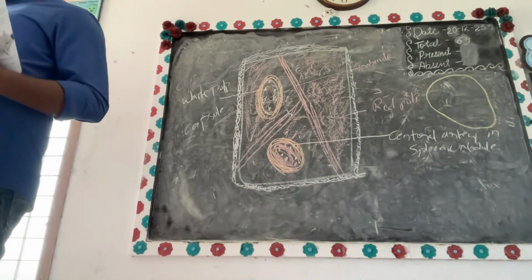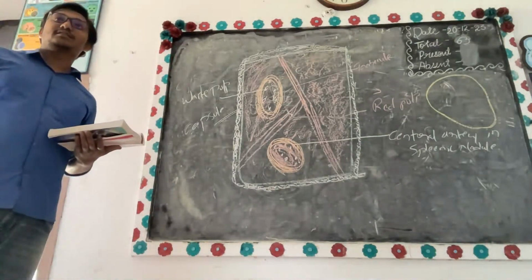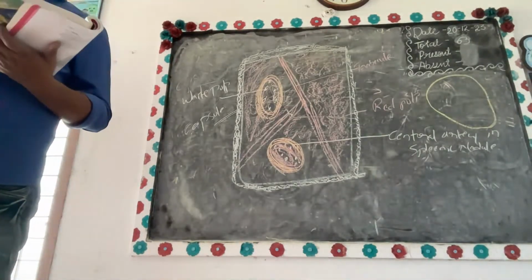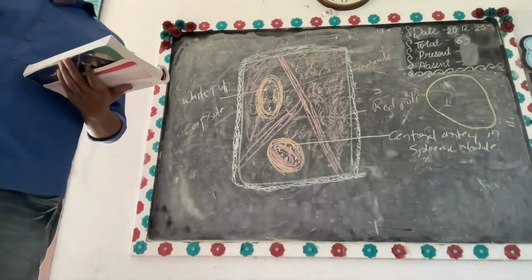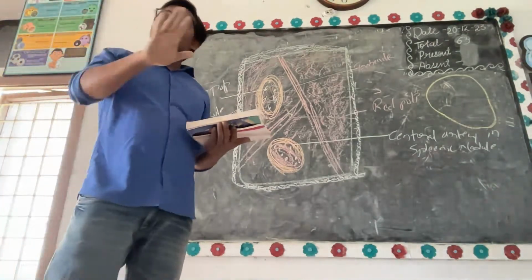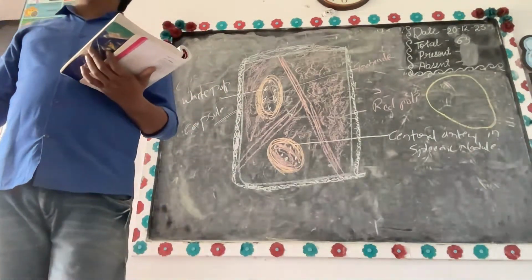What is the lifespan? Approximately 120 days. So, what will happen to the blood after 120 days? They have to get broken down. Yes or no? Yes, now, sir. Our body is a beautiful system. Nothing is wasted in the body.